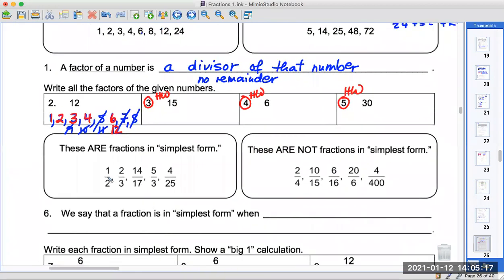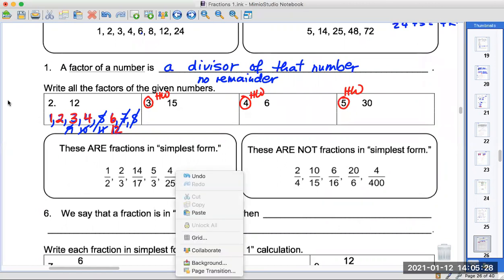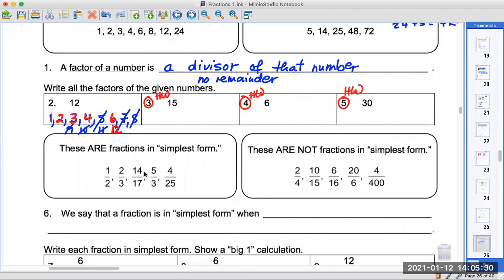Okay. All right, these are fractions in simplest form. We like our fractions in simplest form because they're easier to understand. So the simplest form is when your numerator is not a divisor of the denominator. Like these are not related at all. You cannot divide. Do you see that? They don't go in, besides 1 and 2. That's about the only one, because you can divide 1 into 2. But none of these others.